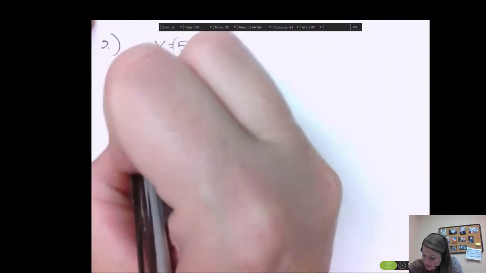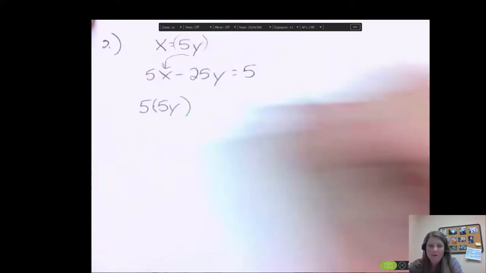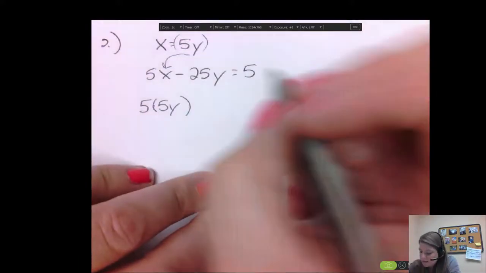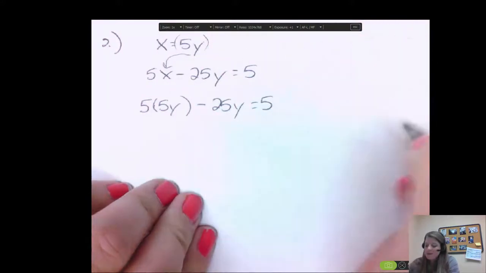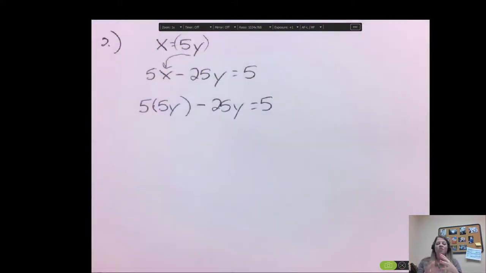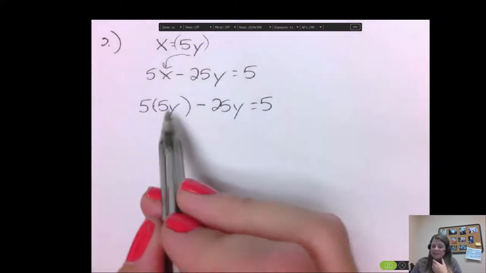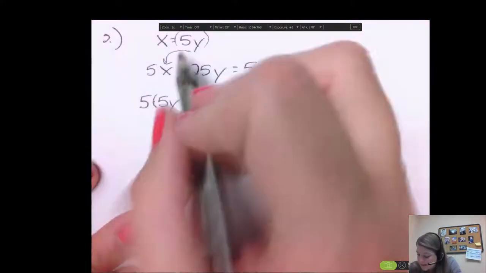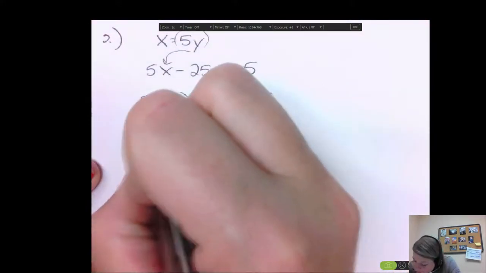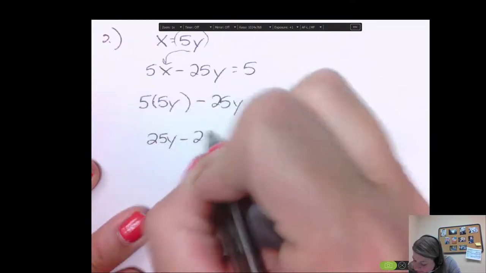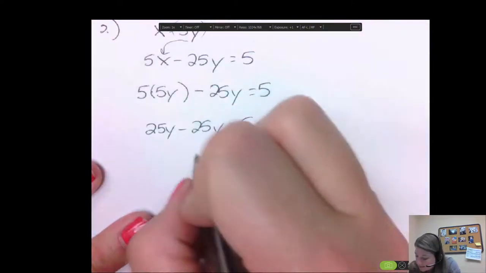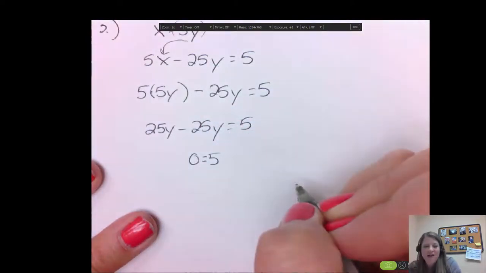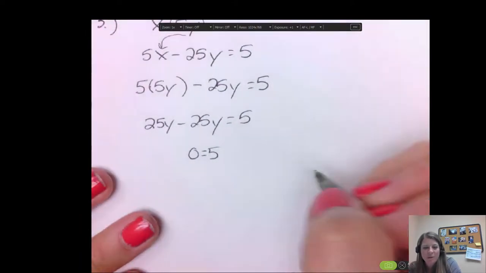So I still have this 5 times, instead of x, I'm putting in that 5y. I'm going to use a parenthesis. It's just better because otherwise you mess this up. Okay, minus 25y equals 5. So again, you take out the x and you put in the whole other formula in that spot, or y, depending on which one. But on this one, it was x. Then 5 times 5 is 25. So you have 25y minus 25y equals 5. Okay, we simplify the left side and our y's are going to become 0. So you're going to have 0 equals 5. Is there ever a time that 0 will equal 5?